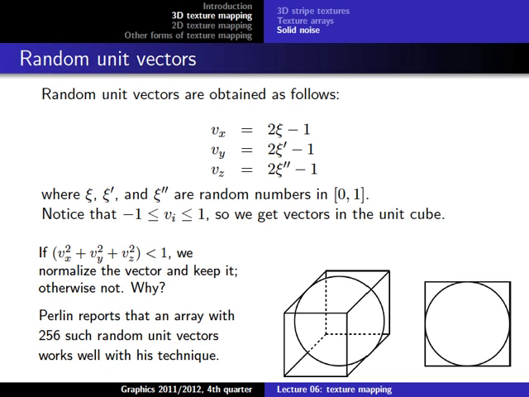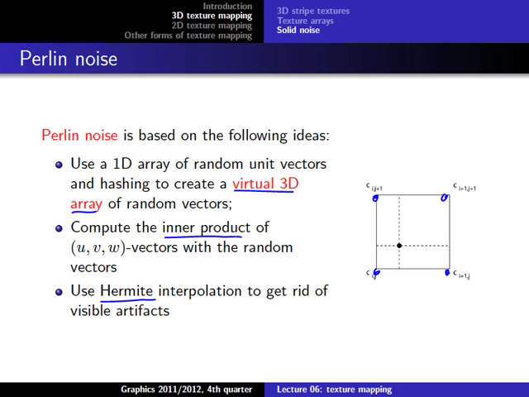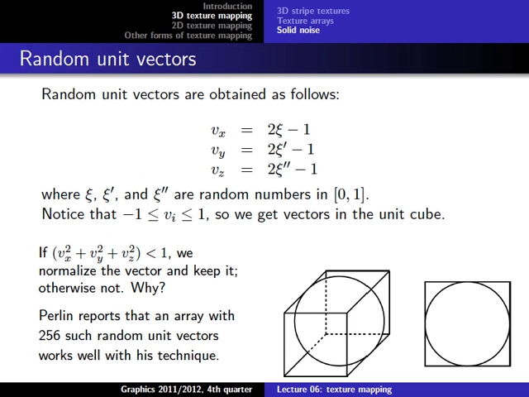First, we said we want to create a 3D array of random vectors. Now, the major problem with this is how to create the random numbers, and secondly, how to store them, because if we have a very large texture, this uses up a lot of storage space. This is why it doesn't say a 3D array of random vectors, but a virtual 3D array, because in the implementation it is just a 1D array, and then we do a clever mapping between the 1D and the 3D that creates the illusion of having a really random 3D array, although it is just a 1D array.